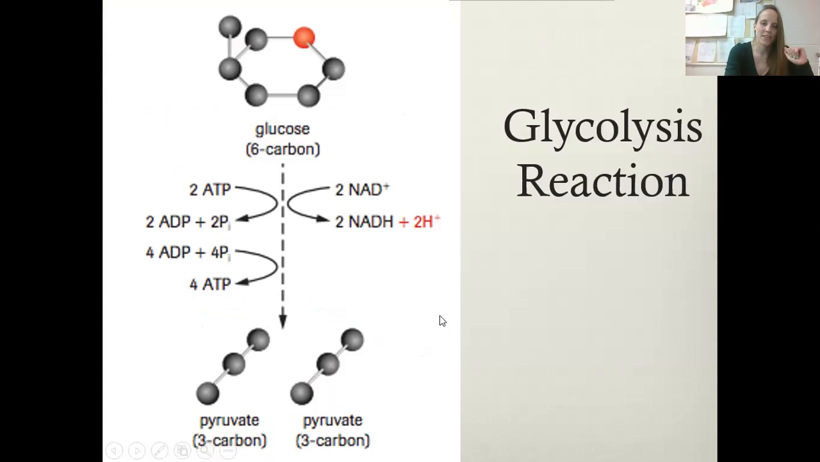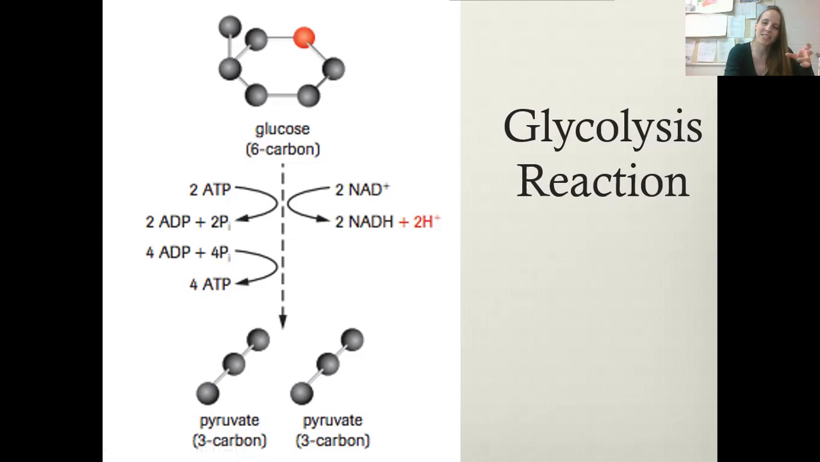Okay, this is just kind of another summary of what this looks like. So this is what our 6 carbon glucose looks like. We're going to put in the 2 ATP. We're going to get out 4 ATP. We're also going to put in the 2 NAD+. We are going to reduce them to become the 2 NADH. Our hydrogen ions are going to float away. And we also end up with our 2 pyruvates, which are the 3 carbon chains.